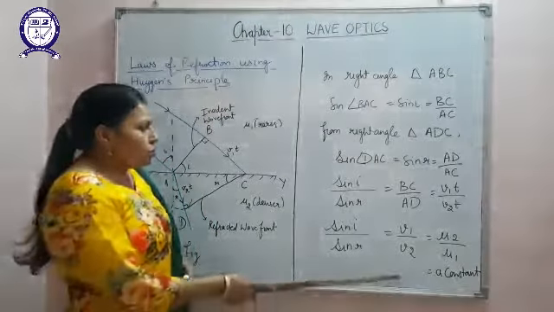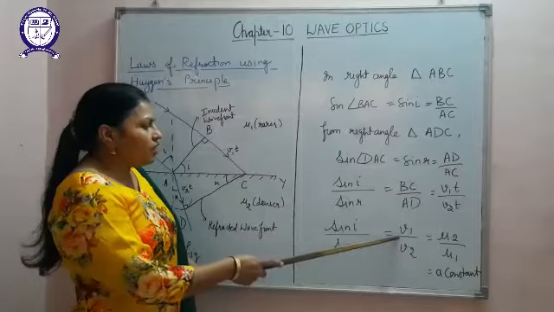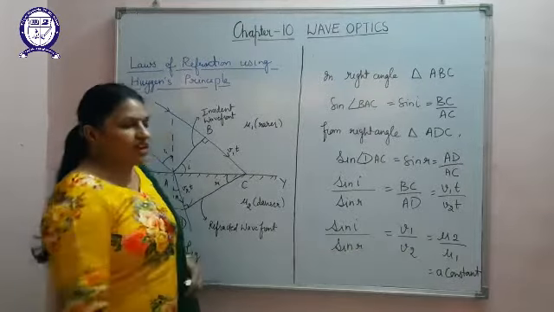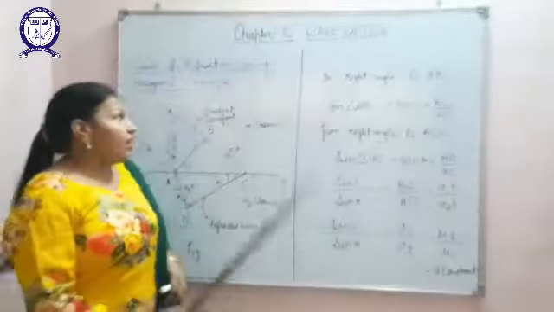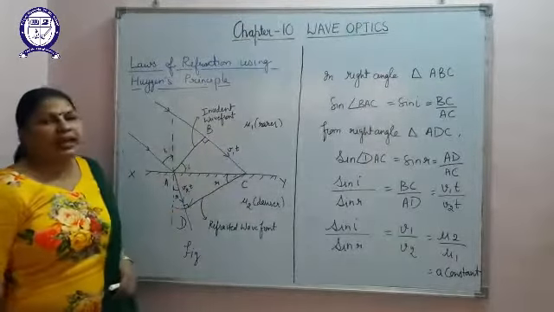So over here we have got the relation of velocity with respect to the refractive indices, and we have proved Snell's law. Thus we have proved the law of refraction using the Huygens principle.